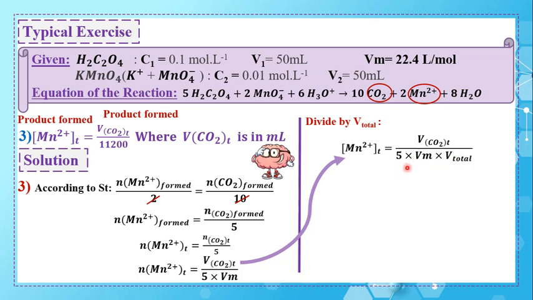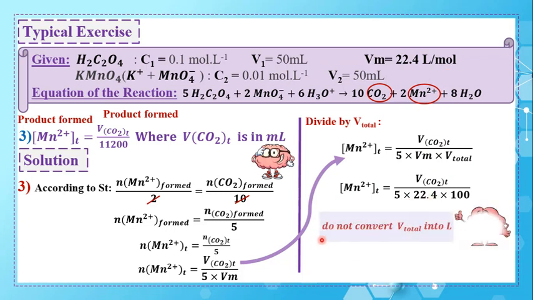Let's put these numbers in their values, but we have to pay attention here. Why? Since in the given they have told us that the volume of CO2 is in milliliter, so I have to leave V total in milliliter. Why? So I can simplify milliliter and milliliter, and V molar is always in liter per mole. So the unit of the concentration will be mole per liter, which is correct. So please here pay attention. Do not convert V total into liter. Keep it in milliliter since the V of CO2 is in milliliter. And if I multiply these three numbers, I will get the relation that I have to prove.